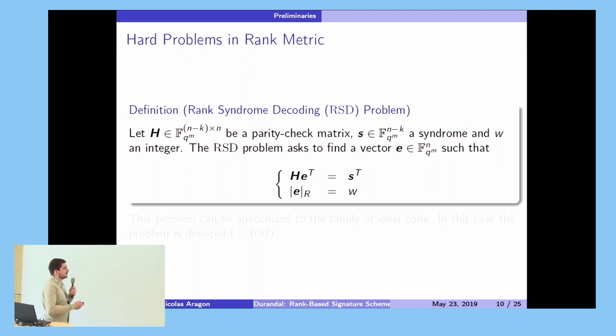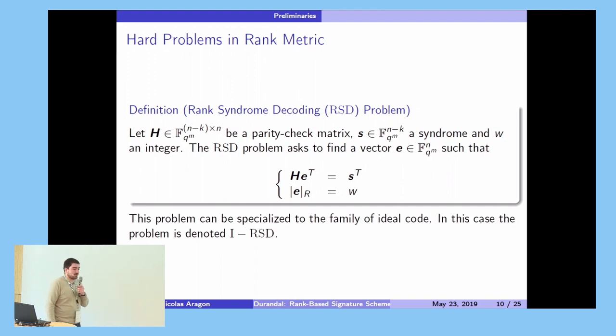All right. So now I'm going to talk about hard problems for our scheme. The most well-known problem in the rank metric is the rank syndrome decoding problem. So we are given H, a parity check matrix of a code, S, a syndrome, and an integer W. What we want to find is an error vector E, such that H times E equals S, and we have a constraint on the weight of E. So if this constraint is low enough, the problem will be hard. But if you take W to be high enough, the problem becomes easy, actually. So this has to be well chosen in the parameters such that the problem is hard.